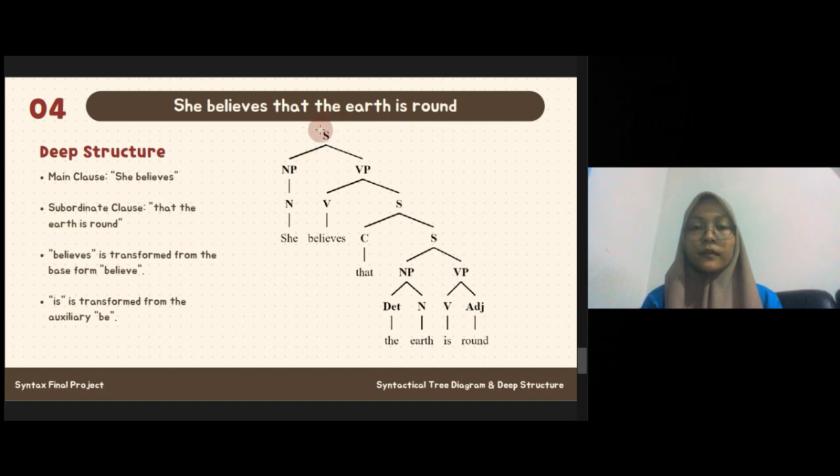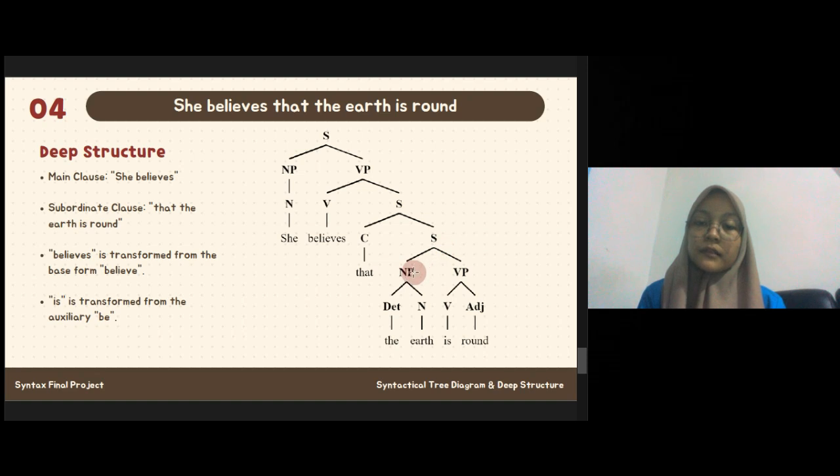The sentence is divided into two parts, noun phrase and verb phrase. Below the noun phrase, there is a noun she, and then there is a verb phrase. Below the verb phrase, there is a verb believes, and then the sentence. Below the sentence, there is a complementizer or conjunction that, and then there is a sentence again.